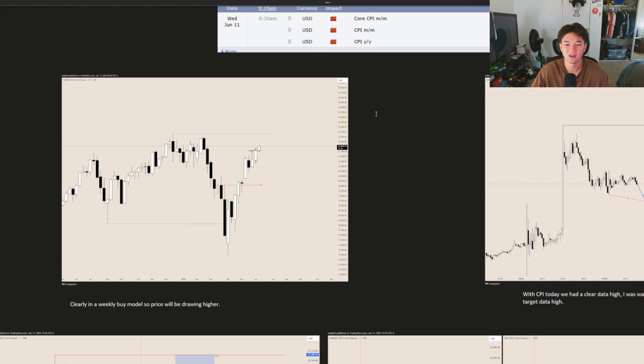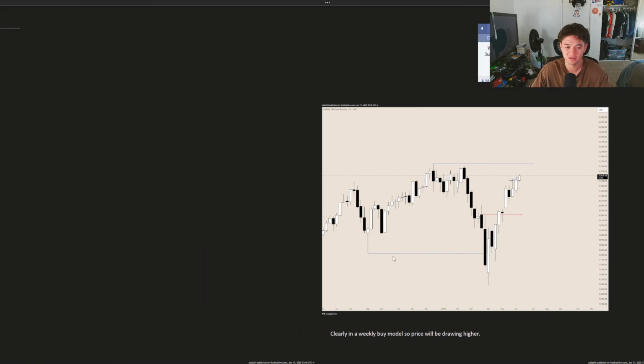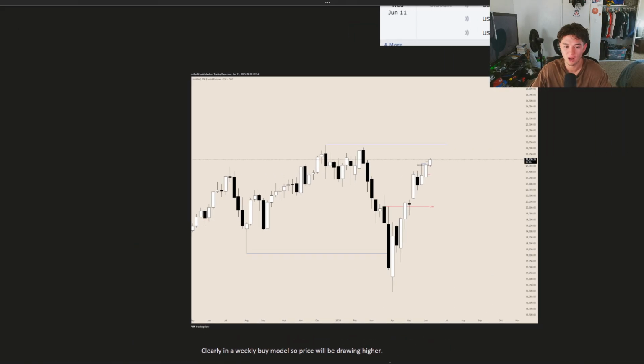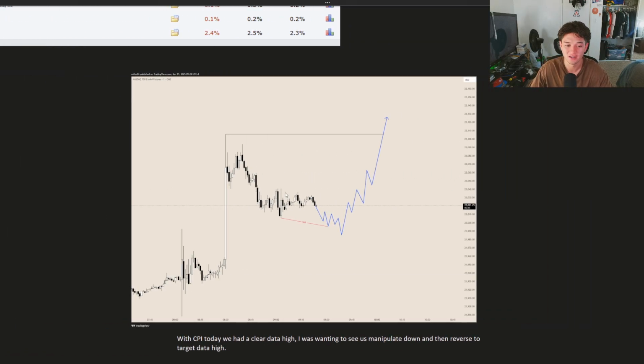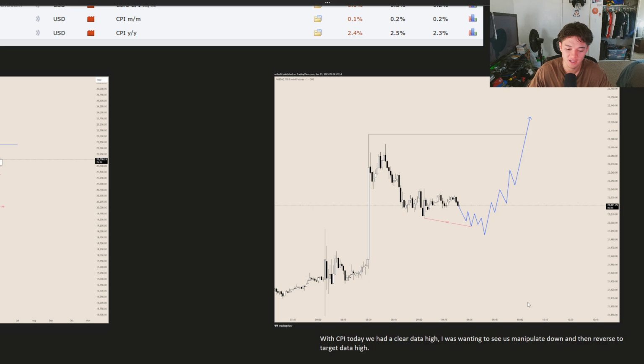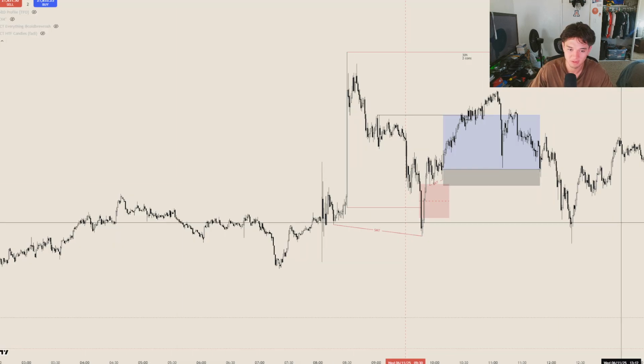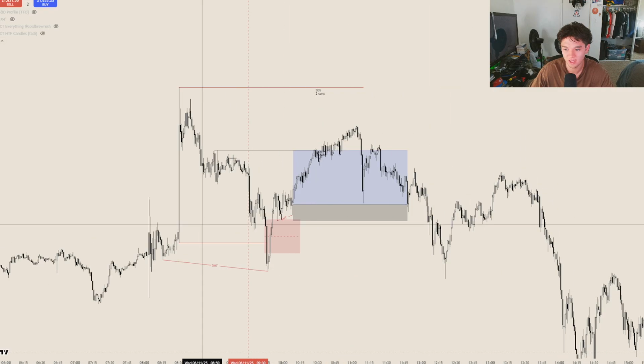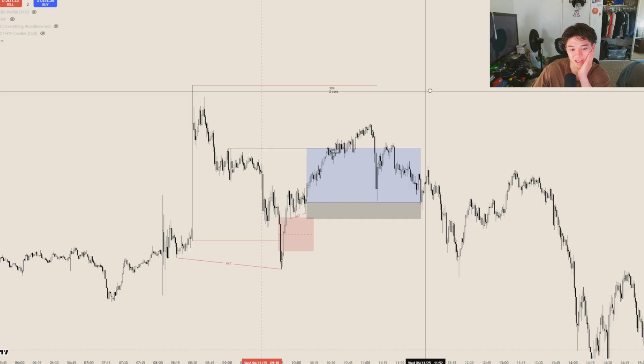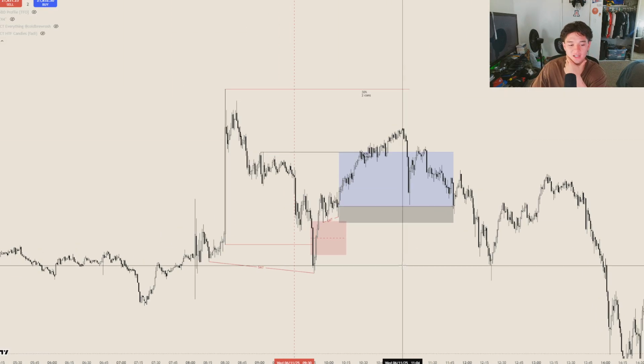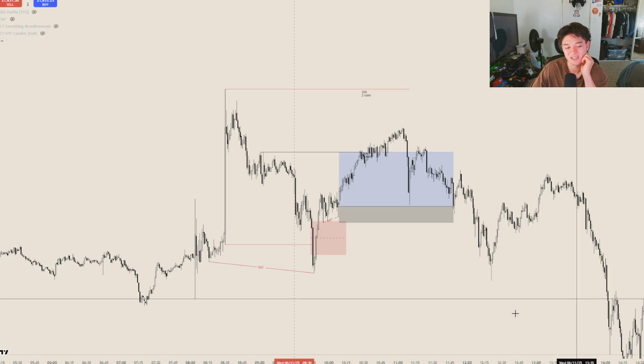The weekly time frame is clearly bullish. We've just been rallying up and we have these relative equal highs up here. Pretty clear that we're going to go there. And then with the data highs, I wanted to see internal range be formed. I wanted to see us go to data highs, but we did not do that today. But I still was able to take a nice trade and a nice W overall.